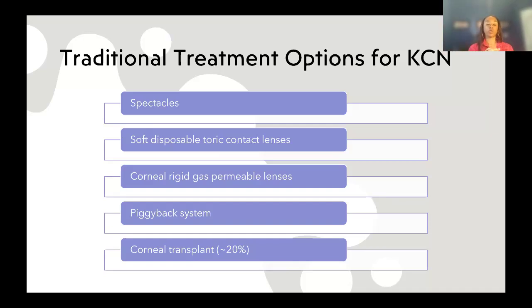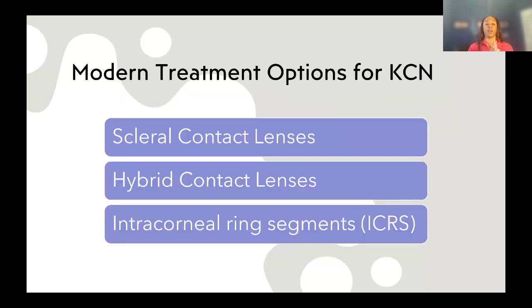And then a corneal transplant, typically in about 20% of patients with keratoconus. But we have to remember, this patient just wants to see. There has to be a simpler option than surgery, hopefully. Some of the modern treatment options for keratoconus: scleral lenses. You guys know I love a good scleral lens. Hybrid lenses, if you don't dabble in hybrids, I really would recommend that you do. It is just a fancy piggyback system. It is designed as a piggyback.